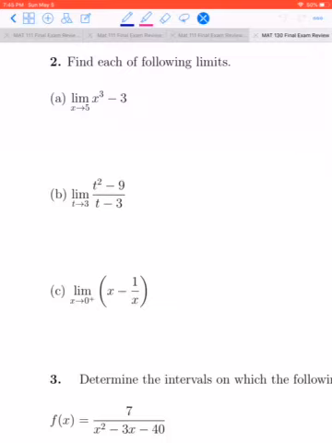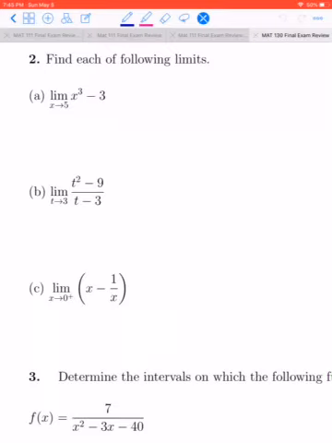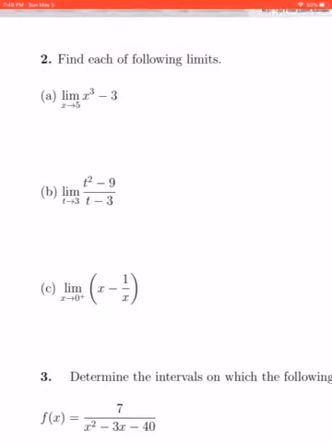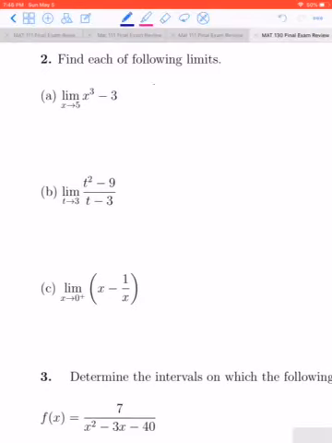In question number 2, we're still doing limits, but we want to find the limit from the functional expression. In problem 2, part A, we want to find the limit as x approaches 5 of x cubed minus 3. This is one of these functions where we can actually evaluate the limit via direct substitution. Everywhere I see the x, I can replace it with the number 5.